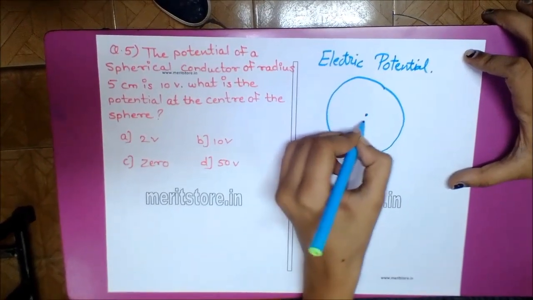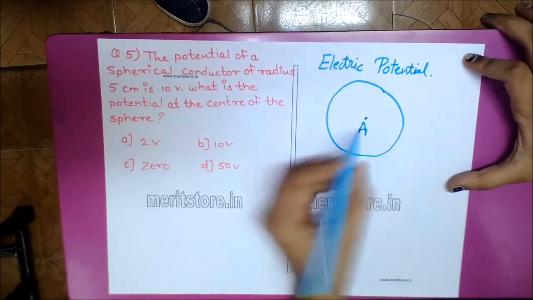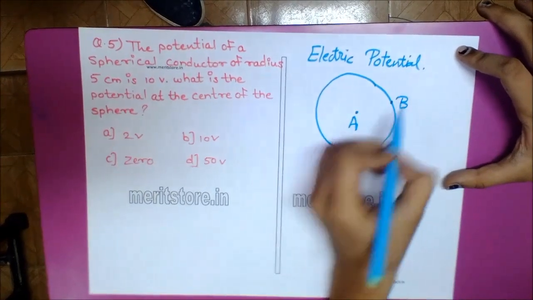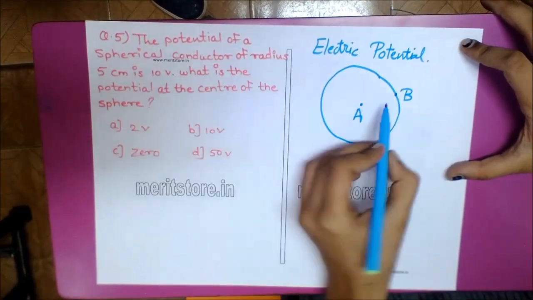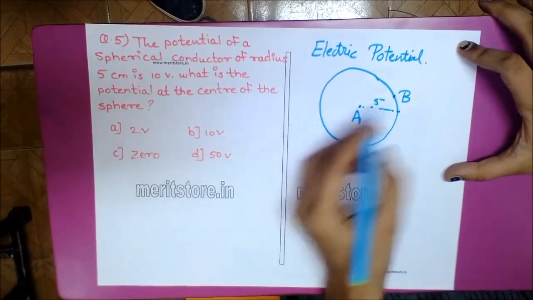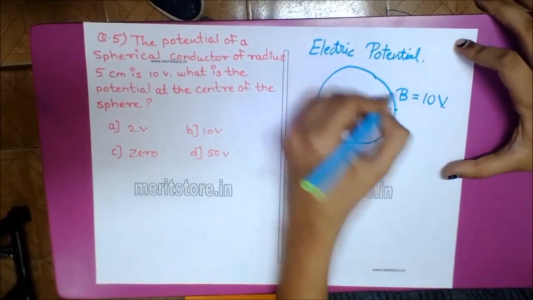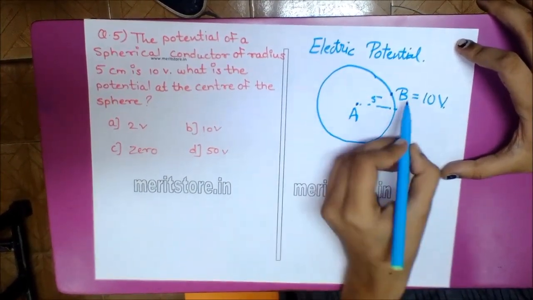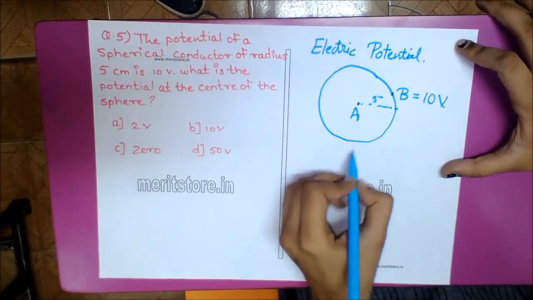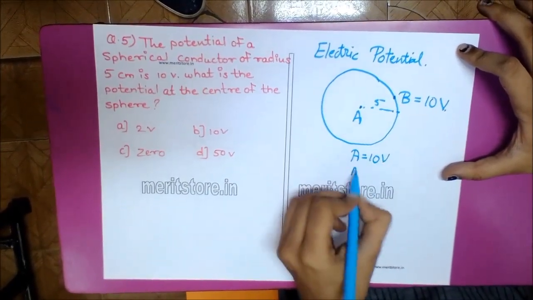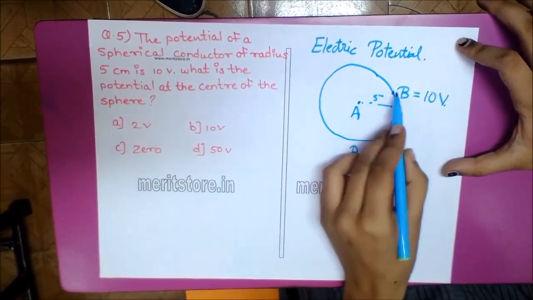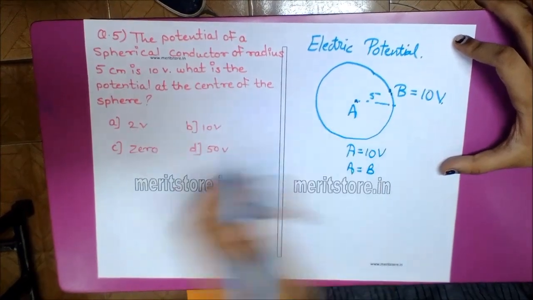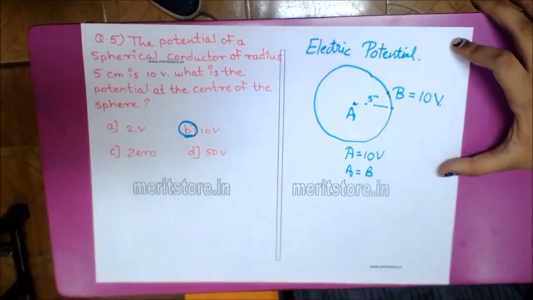Let's take 2 points. Point A, which is there at the center of the sphere, we have to find this point, and point B, which is there on the sphere, for which they have given us 10 volts. The radius is 5. Over here it is 10 volts. So what the electric potential will be on the sphere, the same will be inside the conductor. Therefore, if B is 10 volts, even A will be 10 volts, because A has to be equal to B. 2 points are there in the same sphere, whether inside the sphere or on the sphere, the electric potential is same. Therefore, option B is the correct option, 10 volt.